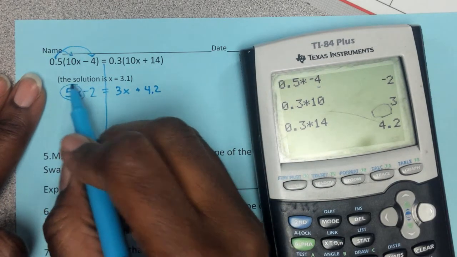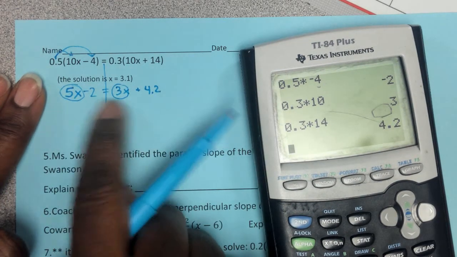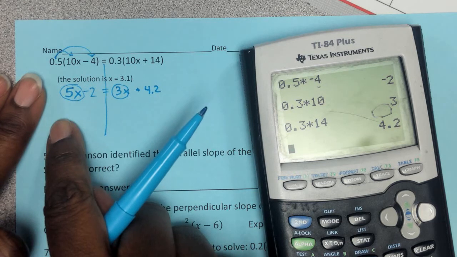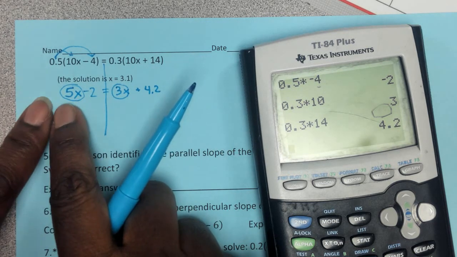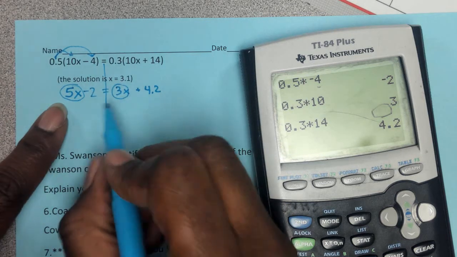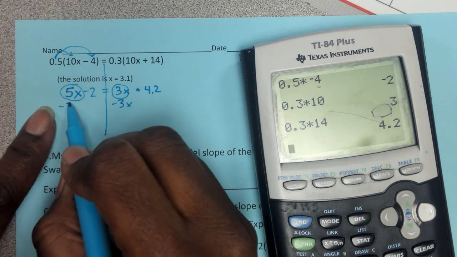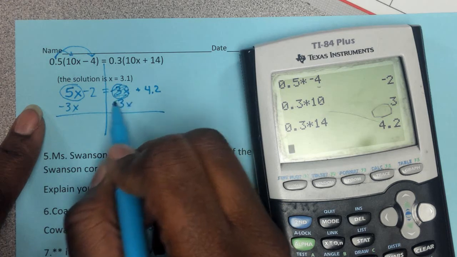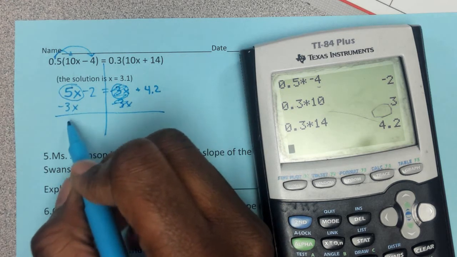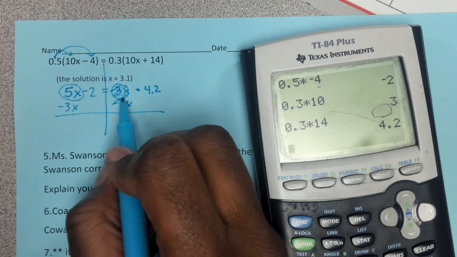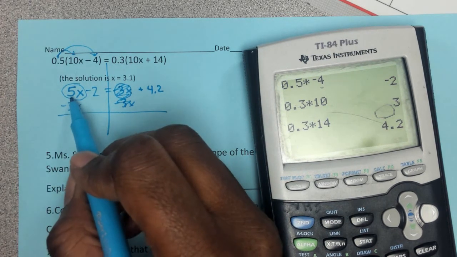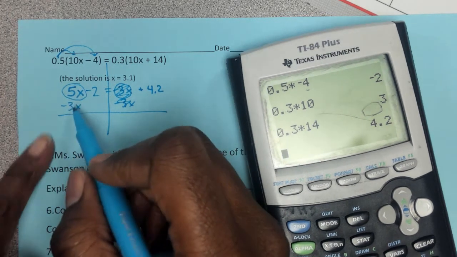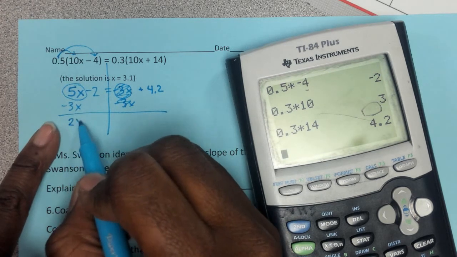Remember, look at the x's. I hope you did not get 8. If the x's were already on the same side, you would get 8, but they're not. Since they're not on the same side, you need to do the opposite, which means now I can add them. Because I took the 3 off, I made it a negative 3. Always bring your x's to the left. It will help you in the long run. So add that up, you get 2x.